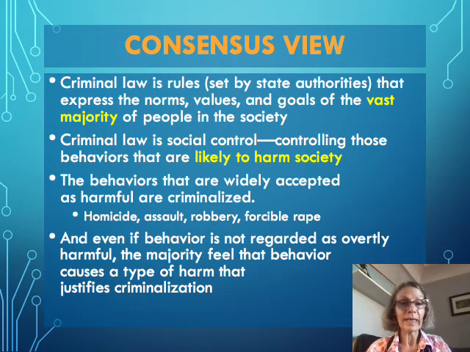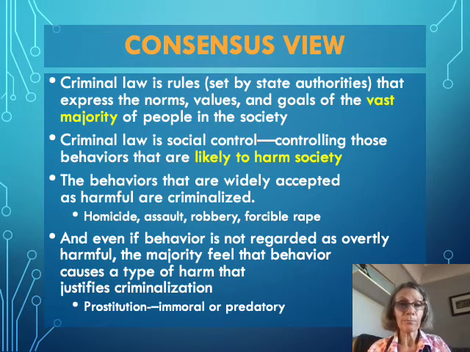But they would also say that, even if a behavior is not regarded as overtly harmful, the majority feel that that behavior causes a type of harm that justifies criminalization. So, for example, you could say, well, who's the victim in prostitution? Well, from the consensus view, you would say that prostitution is harmful, that it harms our morality, and most people agree with that, and most people think that it's potentially harmful in terms of that it could prey on vulnerable women, or could also lead to predatory behavior towards children as well, or sex trafficking.